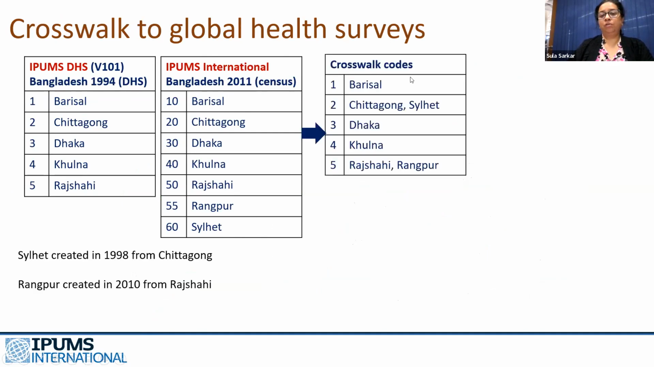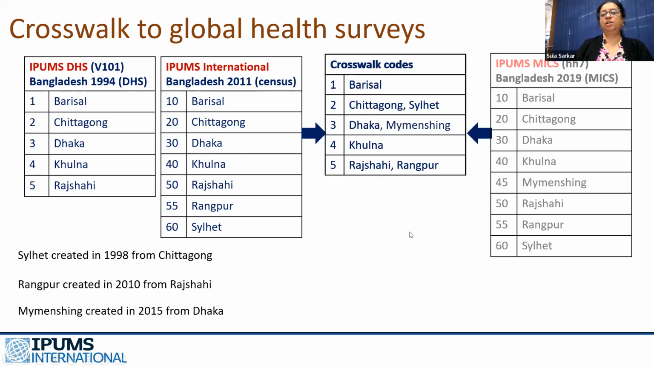So you can do crosswalk codes, like make sure that their geographies are similar. So these two are combined because Sylhet was created from Chittagong in 98 and Rangpur was created from Rajshahi. So we have combined these two. So we have a common code, and here we are linking both the projects. These crosswalk codes are available in the DHS project and in the IPUMS International project. You can also crosswalk to the MIX project.